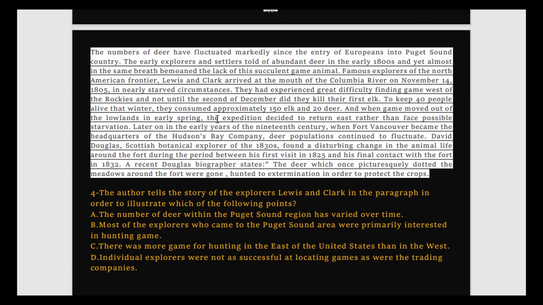D. Individual explorers were not as successful at locating game as were the trading companies. This is, of course, incorrect. The text wasn't stating anything about trading companies, and they were not talking about one party being more successful in hunting. So this one is also out. The answer here is A.